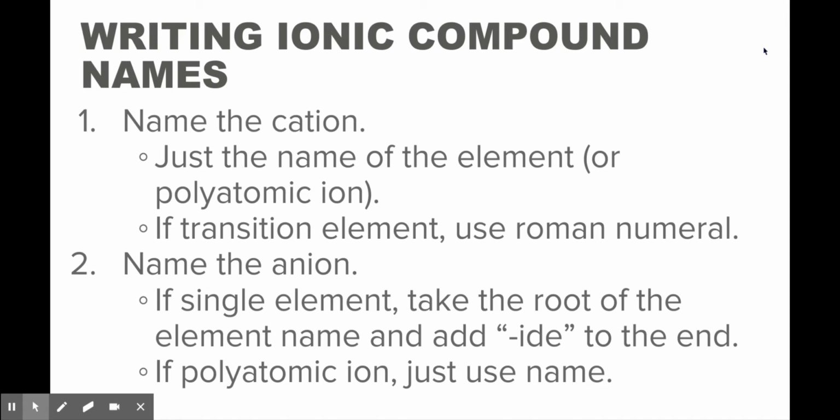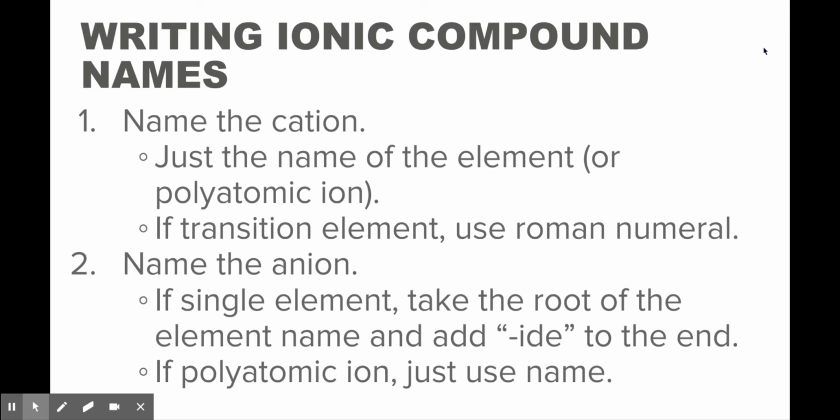Now, if the cation is a transition element, remember those things can have different oxidation states or different ionic charges. So you need to use a Roman numeral in parentheses following the name of that element to indicate what the positive charge is.